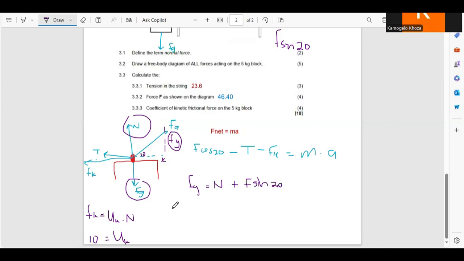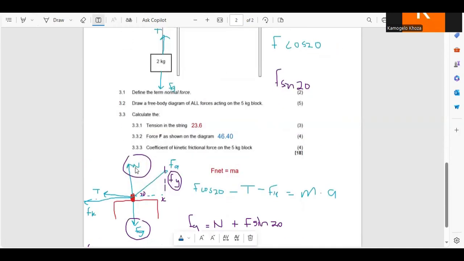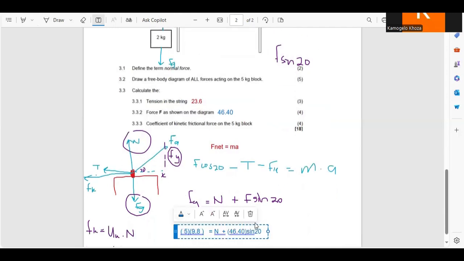Right. Now, let us go about calculating this. Your Fg, remember it's mg. What is the mass? It's 5 kg. Gravitational acceleration is always 9.8. And this is equal to the normal force, which is what we're looking for, plus the applied force. Remember, we calculated our F as 46.40. So this is going to be 46.40 multiplied by sine 20. The reason why these are positive is because both of them, the normal force and your Fy, are going upwards. And if you take this mg to the other side, it's going to be negative.